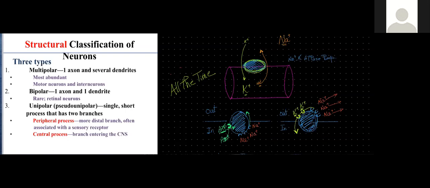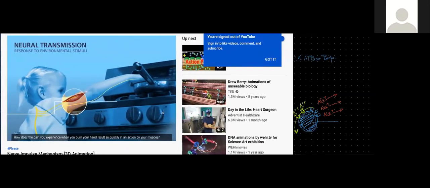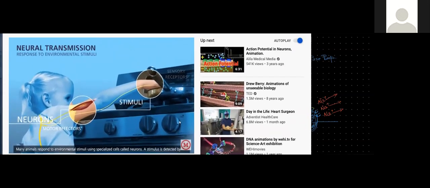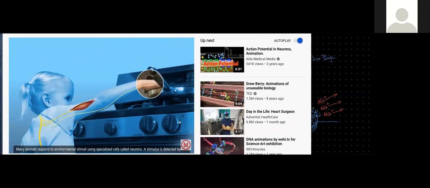How does the pain you experience when you burn your hand result so quickly in an action by your muscles? Many animals respond to environmental stimuli using specialized cells called neurons. A stimulus is detected by sensory receptors, and the body responds through motor effectors. These cells working together allow you to respond very quickly to threats.